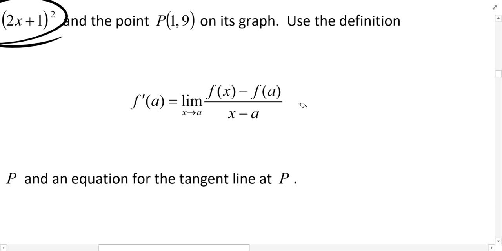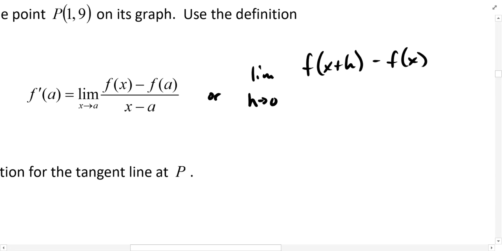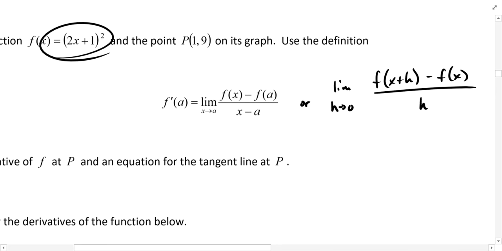Of course, this is one limit definition. The other one, perhaps more common that we've used in this class, is the limit as h approaches 0, instead of x approaching a, of f of x plus h minus f of x divided by h. That definition would be fine for you to use as well.